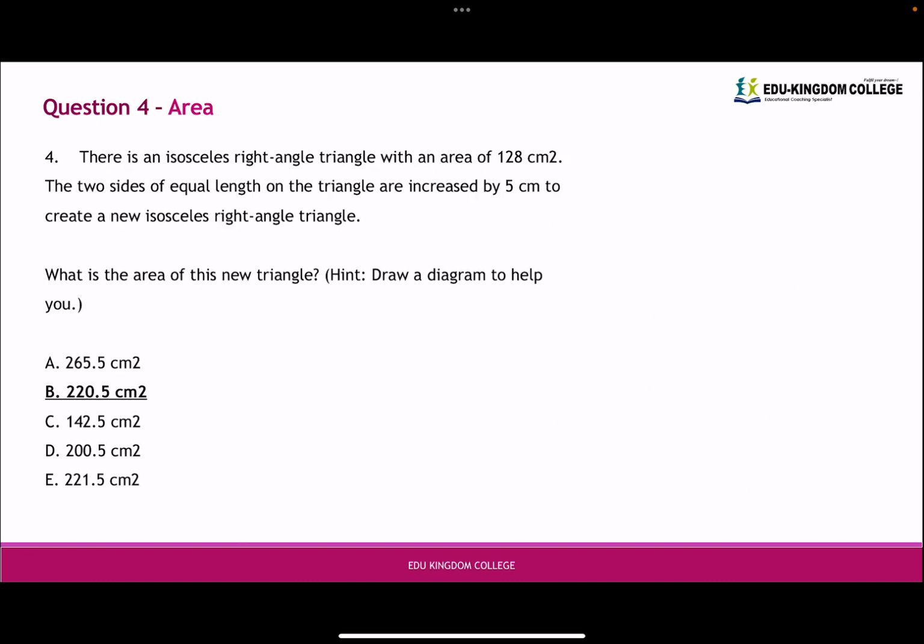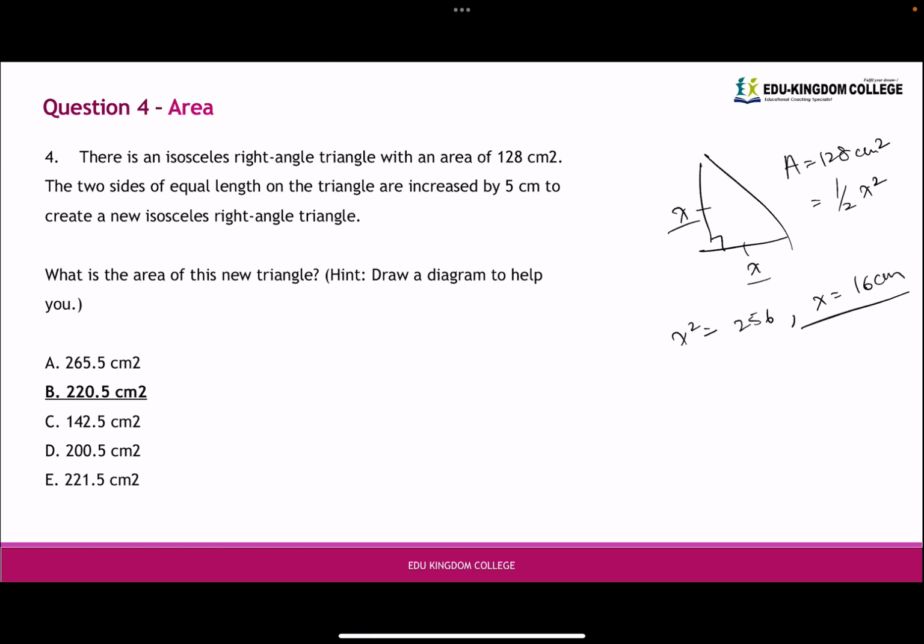Now we have an isosceles triangle that's also a right angle triangle. The area is 128 centimeters squared. Area is half times base times height, or x times x in this instance, so half x squared, and half x squared equals 128. So x squared equals 256, which must mean that x equals 16 centimeters. Now, if we add 5 centimeters to each side, x plus 5 is going to equal 21 centimeters. So 21 centimeters is the side of our new isosceles triangle.